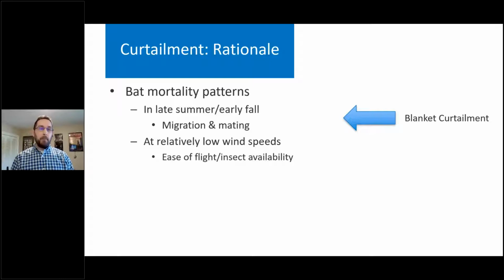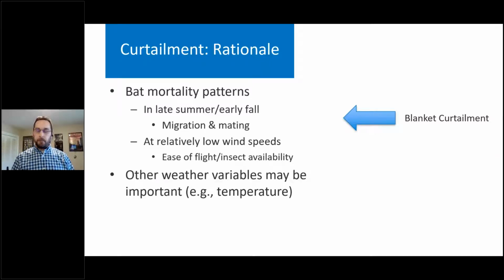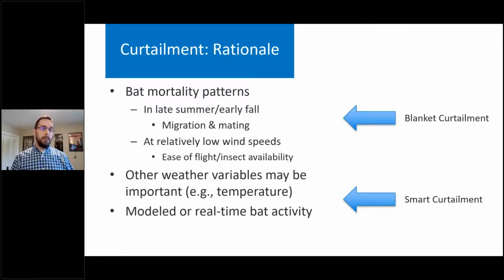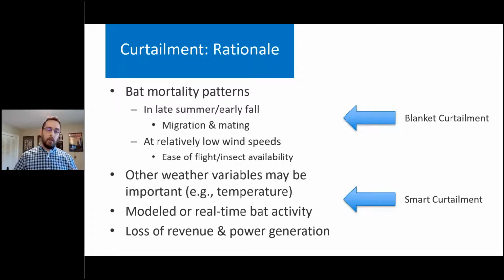And so efforts have been made to fine-tune the strategy by incorporating other weather variables such as temperature, or using modeled or real-time bat activity to inform curtailment strategies. And when we take anything in addition to the baseline of time and wind speed conditions and add it to a curtailment strategy, we refer to this as smart curtailment. And again, the goal here is to not only reduce mortality, but really to limit the loss of revenue and power generation, and achieve goals for both conservation and renewable energy production.